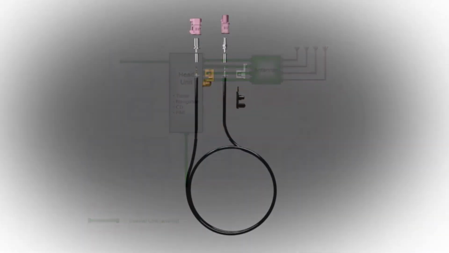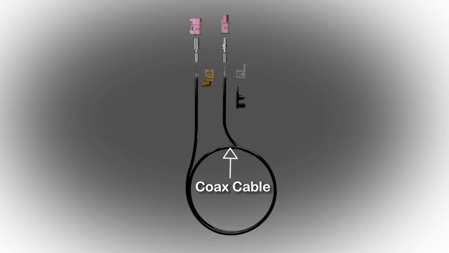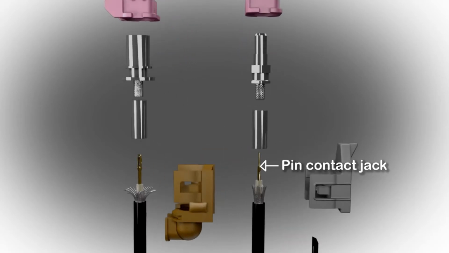A coaxial cable assembly is made up of the following components: coaxial cable, which houses the primary conductor and provides the required shielding. Pin contact jack, which is the primary conductor that carries the radio frequency signals from the antenna to the car's radio system.